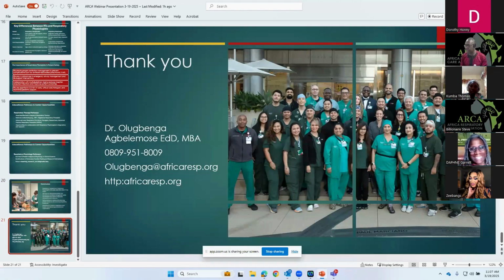And to conclude, I know that Dorothy had mentioned that I work in a hospital in California. These are some of my team members. I have a total of about 220 respiratory therapists that report to me. Because we do research, we have a school, and some of my staff members are educators as well. They teach in a school.